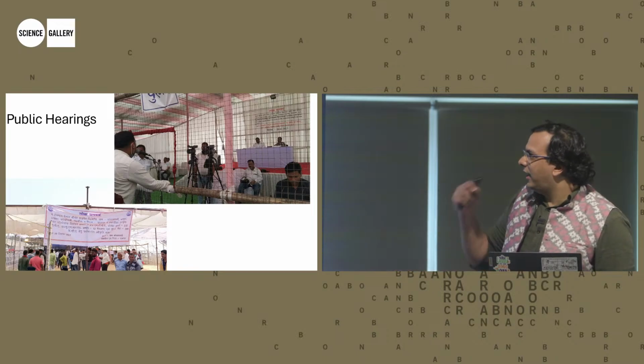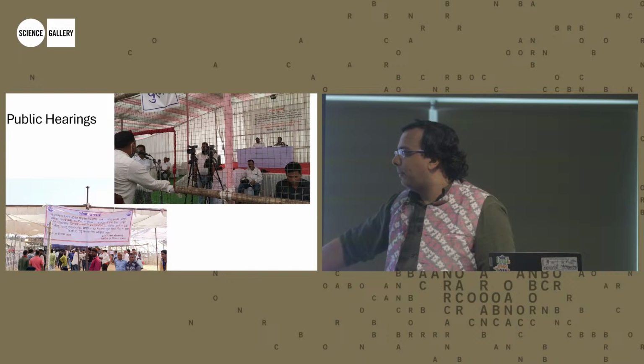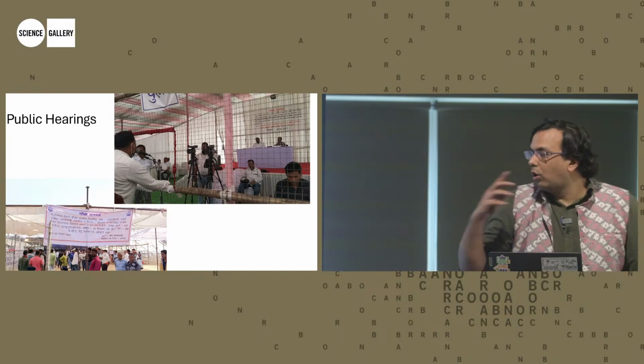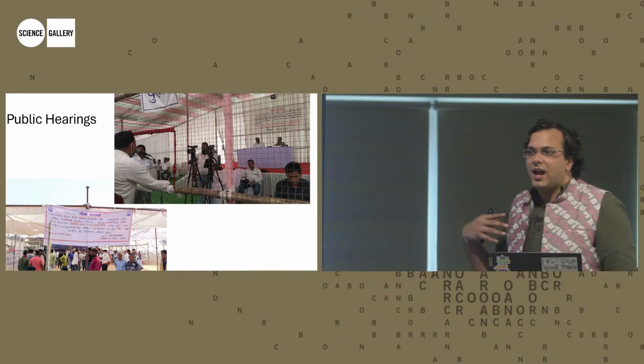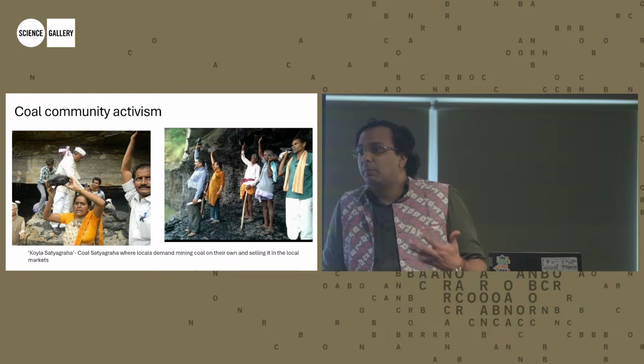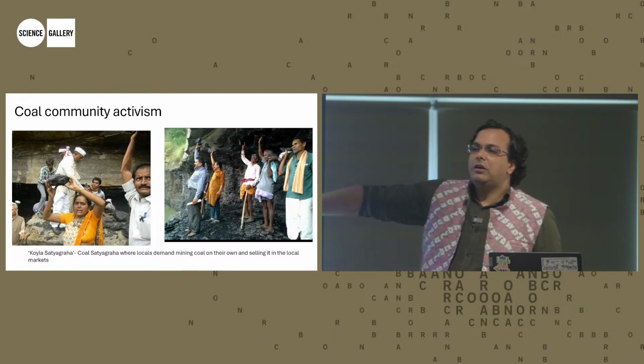This is actually a very nice picture from one of my students' fieldwork on coal community activism, where the people who were doing this, I think this is somewhere near Korba, called it coal satyagraha, right? And the idea was that, look, the government takes all of this coal, it doesn't get used locally, we don't benefit from it. We may as well use it ourselves, right? This is definitely not the dominant narrative.